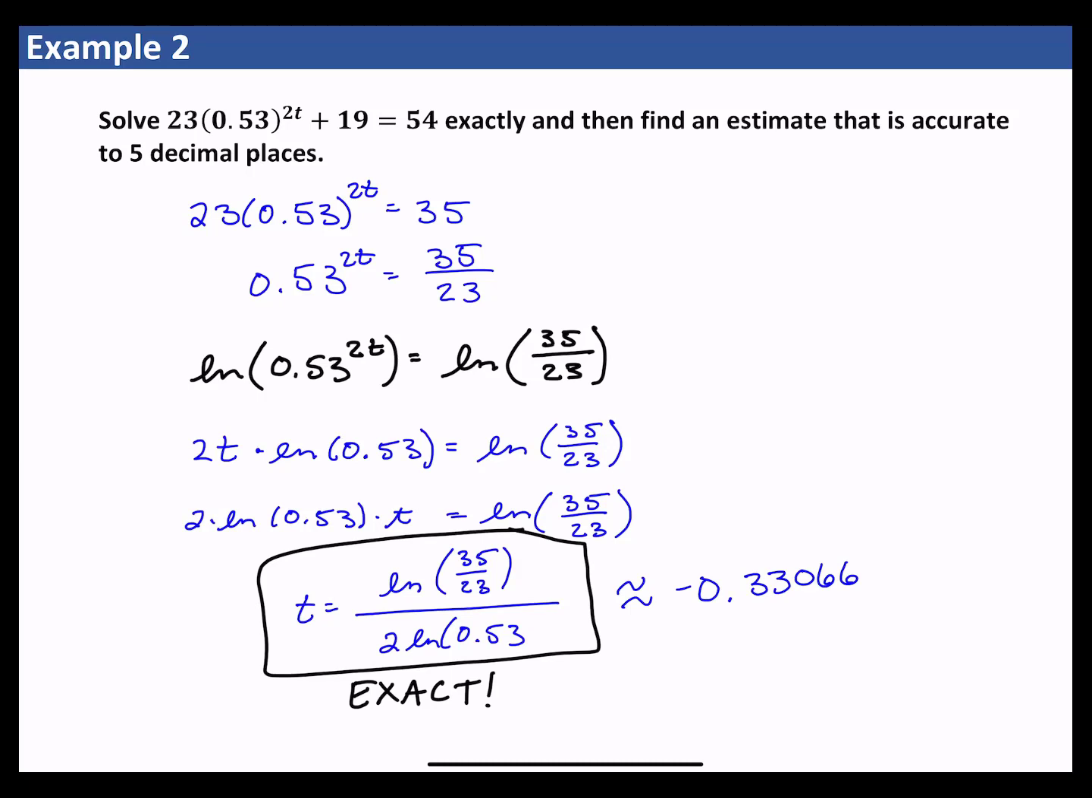The approach used in these two examples works in a wide range of settings. We can solve for t by first isolating the exponential expression by reversing the order of operations, and then take the natural logarithm of both sides of the equation. I hope you found this video a useful example to help you solve other exponential equations.